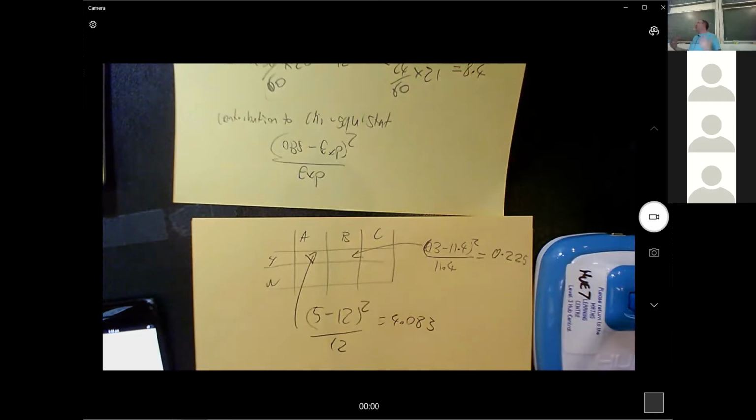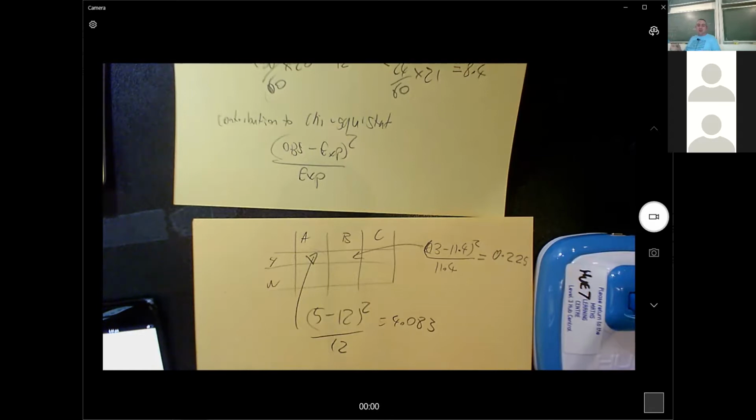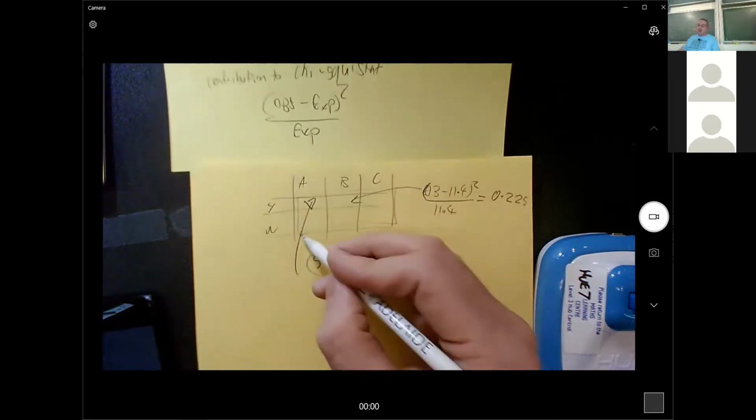And we have to do that for every box, which I don't want to do. We have to do that for every box, and these are called the contributions to the chi-squared statistic. So this position here contributes 4.083 to the chi-squared statistic. This position here contributes 0.225. So far this box is adding a lot more than this. And the reason it's called the contribution is that to get the actual chi-squared statistic, I need to add all of these up and total them all, and that's the chi-squared statistic.